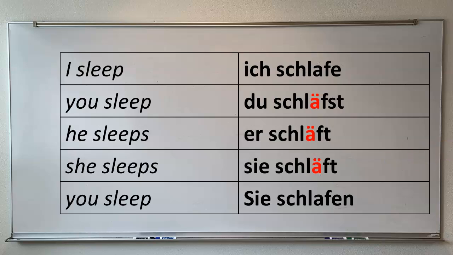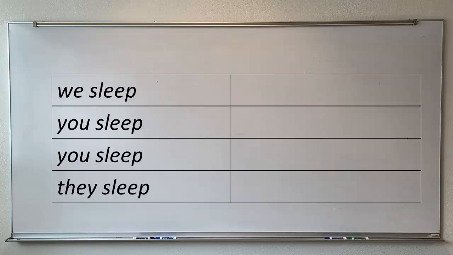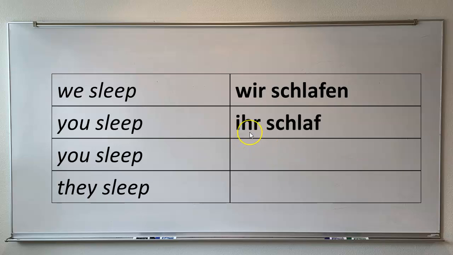So let's look at the plural forms. We sleep. So we have schlaf, wir schlafen. We sleep. You sleep. Remember, this is the informal you. You're addressing more than one person. You, ihr schlaft. Ihr schlaft. You sleep.